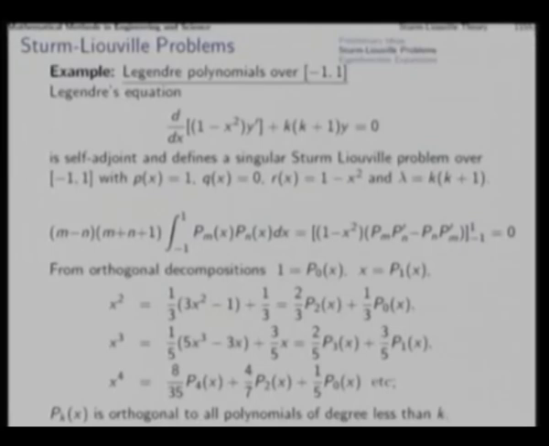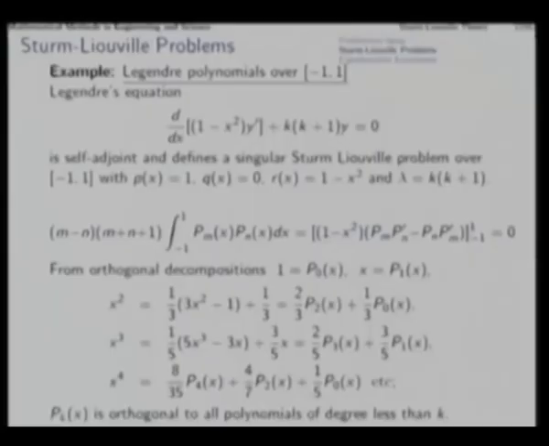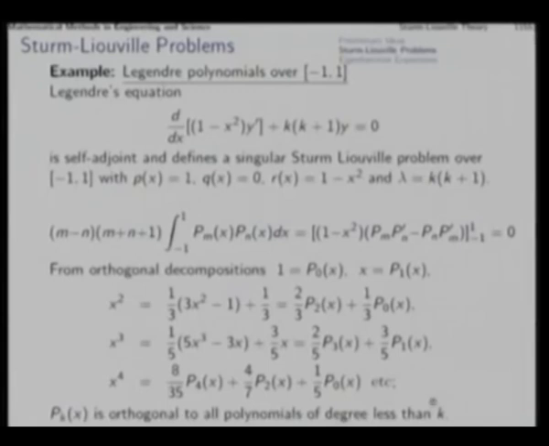Then P5 will be orthogonal to P0, P1, P2, P3, P4 as we have found from here, and that means P5 will be orthogonal to any linear combination of these 5 Legendre polynomials P0 to P4. That means that P5 will be orthogonal to all polynomials up to the 4th degree. Similarly, P7 will be orthogonal to all polynomial expressions of the 6th degree and so on. So, Pk will be orthogonal to all polynomials of degree less than k.